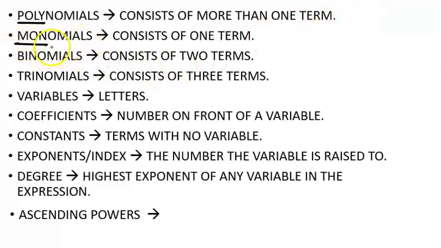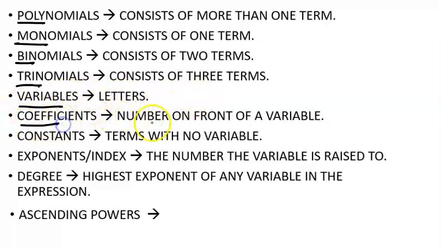Monomial. Mono means one. Therefore, a monomial consists of one term. Binomial. Bi means two. Therefore, a binomial consists of two terms. Trinomial. Tri means three. Therefore, a trinomial consists of three terms. Variables, as I've mentioned, are letters, and variables are basically unknowns.